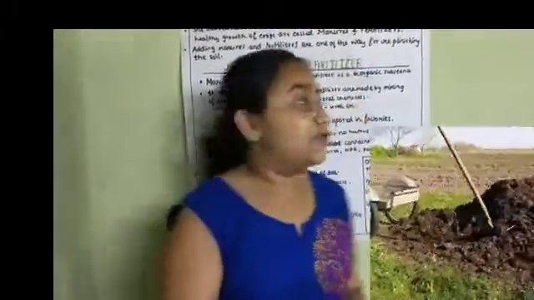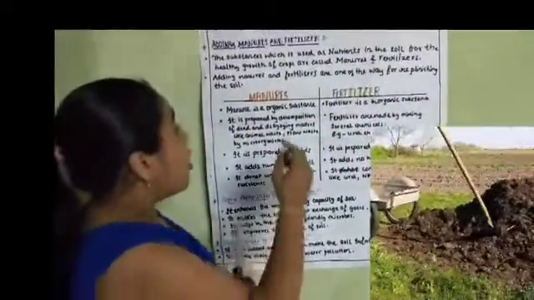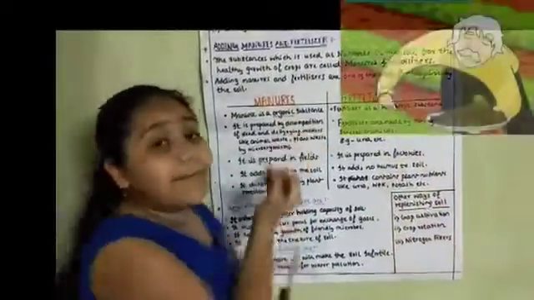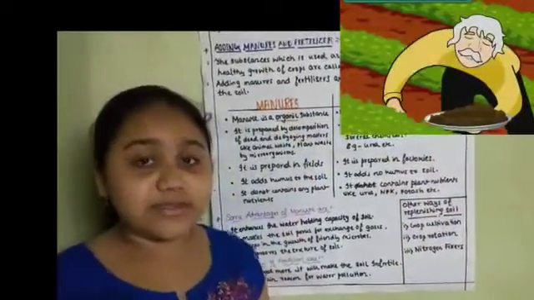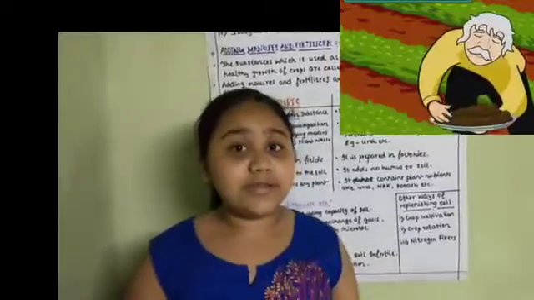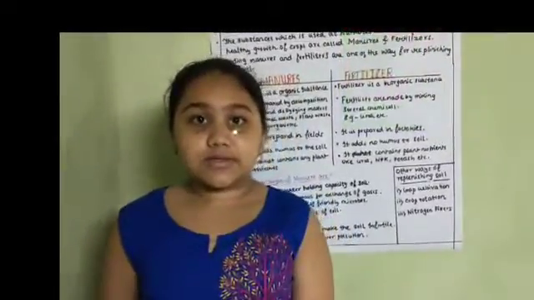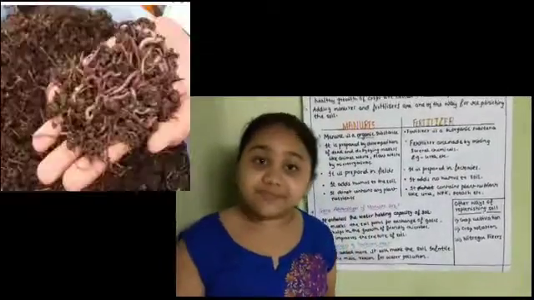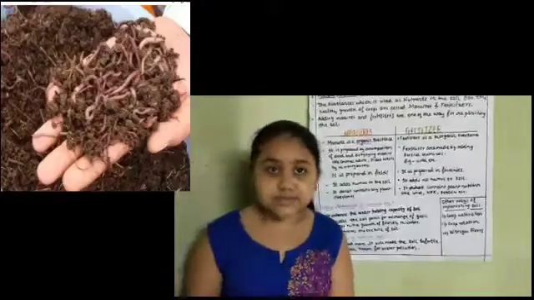Now what is manure? Manure is an organic substance. It is made up of totally natural substances. So we have learned that manures are totally organic substances, made up of only natural substances.